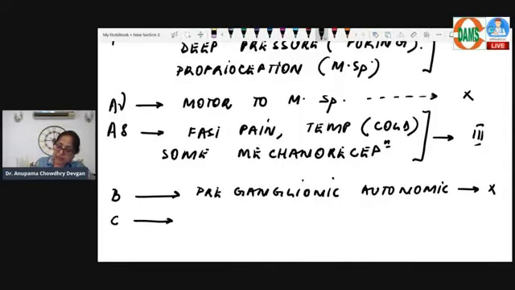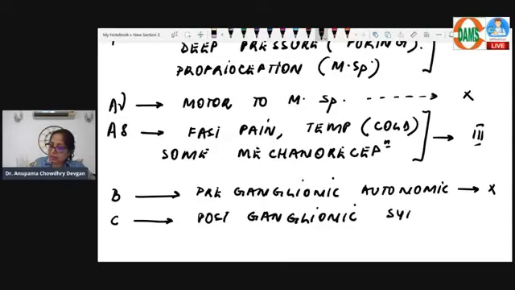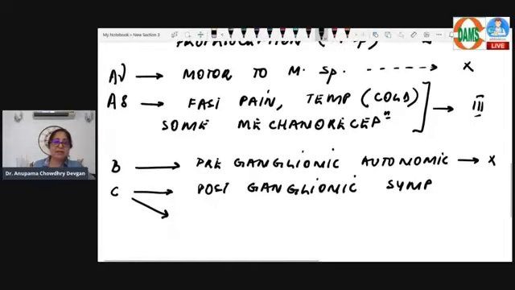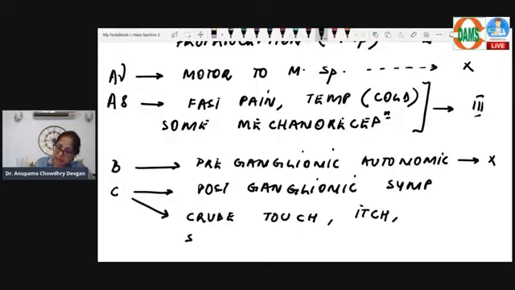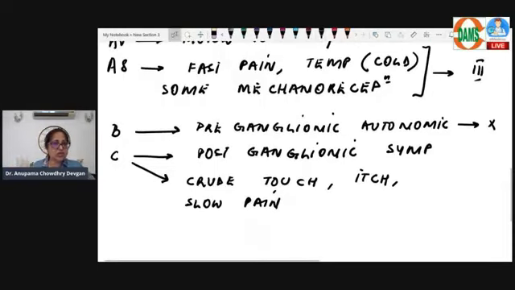C. C fibers can be autonomic, so they are postganglionic sympathetic, and they can also be sensory. Sensory would mean they are meant for crude touch, for itching sensation, and for slow pain. We will be discussing fast pain and slow pain in CNS, so don't worry, it's just the introduction right now.